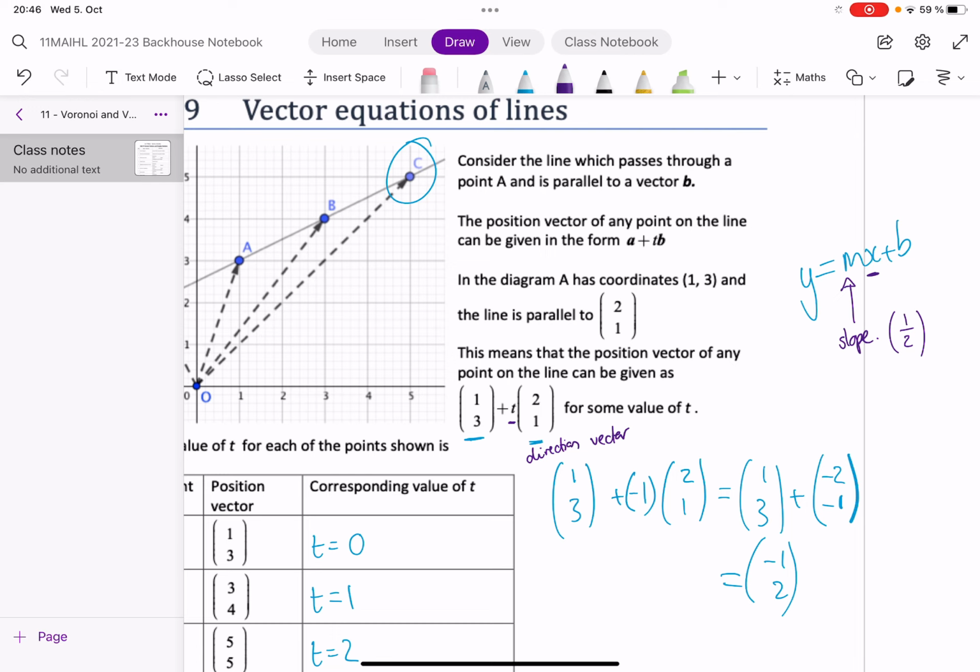The plus b we usually think of as the y-intercept. If we were working with the point-slope form of the line, then maybe it would fit in even better with this.